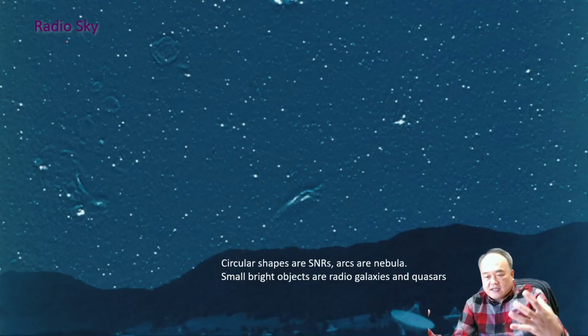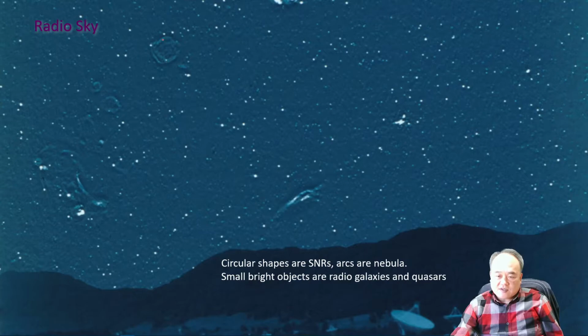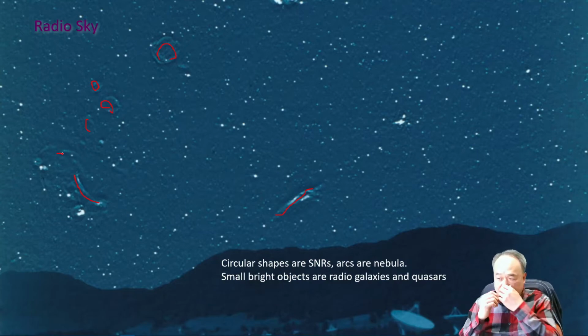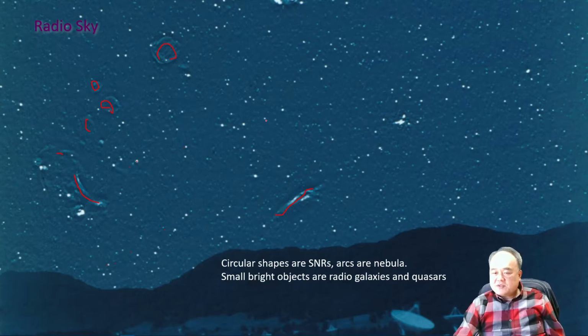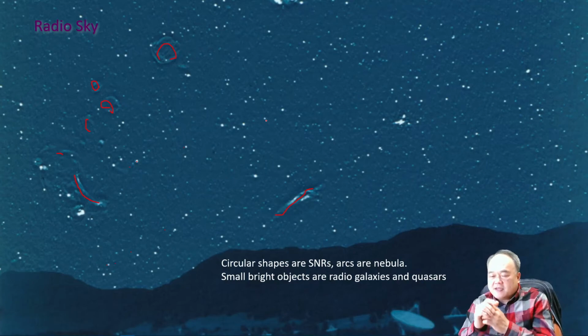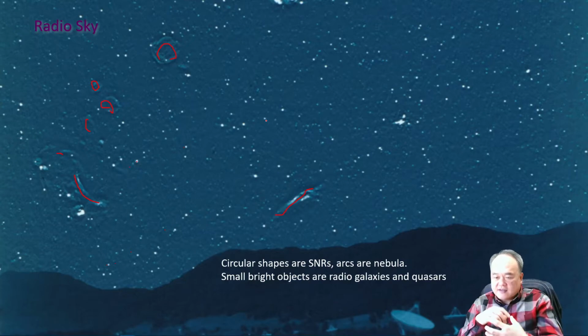When we see the night sky in radio, we can see circular regions. These are typically stellar remnants, not supernova remnants. We can see a few, and these filamentary structures typically indicate star-forming regions. And there are lots of point sources. These look like stars, but stars at radio frequency are too faint to be visible in this type of radio observation.